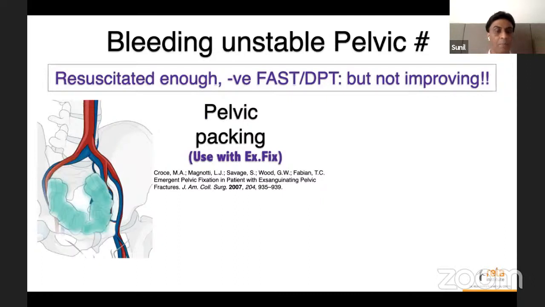One is to do a preperitoneal pelvic packing. It is better to use, or probably recommended to use it with an external fixator. After a preperitoneal packing, you can continue to use a pelvic binder as well, but you need to be careful about using a binder for a long time because it can cause skin problems. So it is better to convert to an external fixator before you do a pelvic packing, so that any kind of packing that you do will effectively work better with a pelvis where the volume is controlled, and it can't keep expanding.